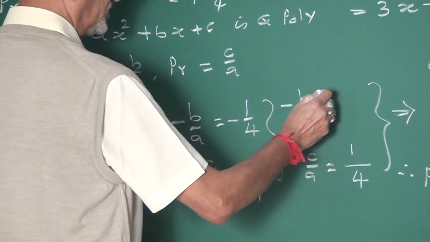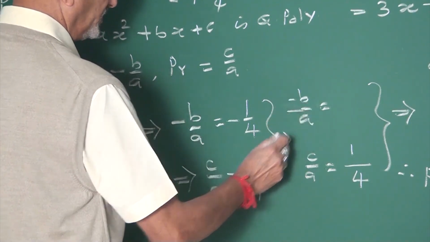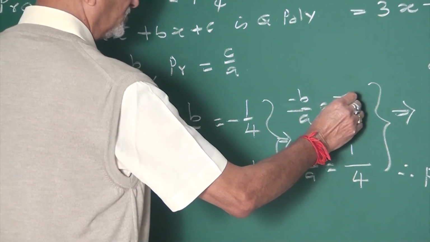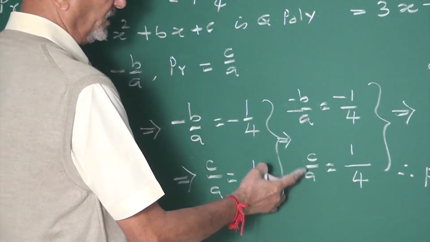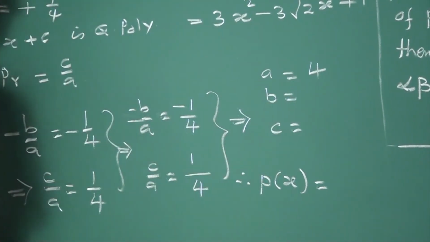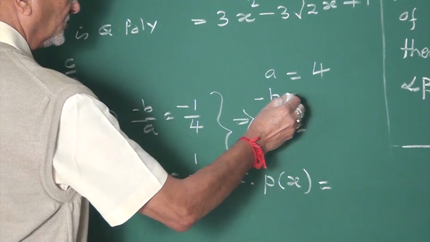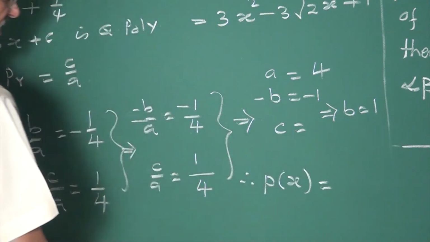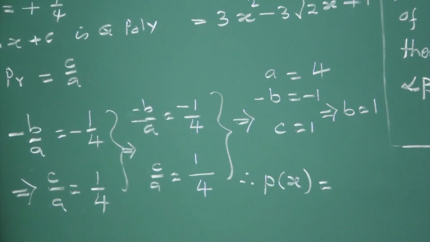This can be written as, my friends, minus B by A. This you write, minus B by A, equal to minus 1 by 4. Combining these, first the value of A. What is the value of A? My friend, 4. Value of A is 4. Minus B equal to minus 1 gives B equal to 1. Yes, my friend. What about C? Compare. C is 1. Yes, my friend.